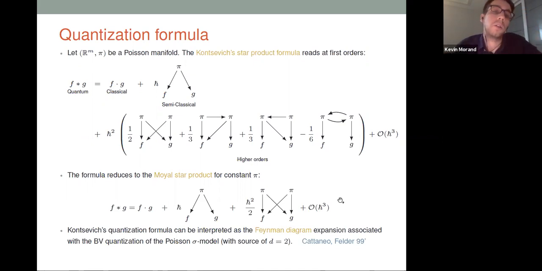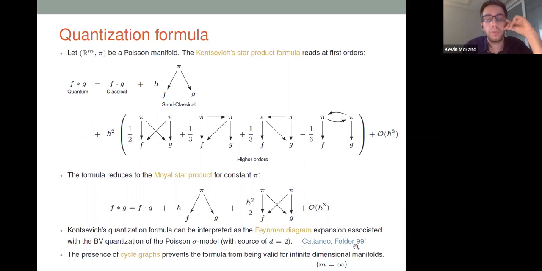Okay, so more generally, this quantization formula can be interpreted as a Feynman diagram expansion associated to the BV quantization of the so-called Poisson sigma model. So this is a sigma model introduced by Ikeda and Schaller and Strobl, which has a source of dimension d equal to 2. This will be important for us in the following. And this has been shown explicitly by Cattaneo and Felder in 1999.